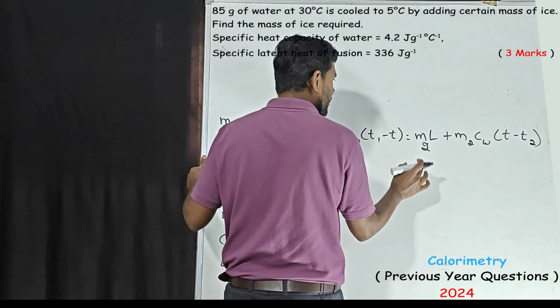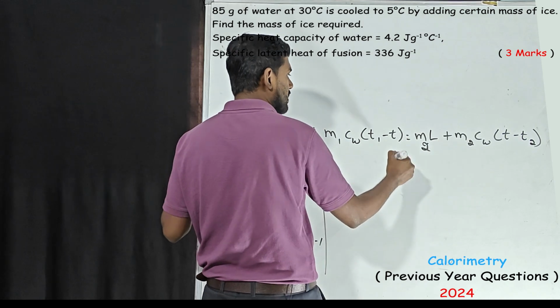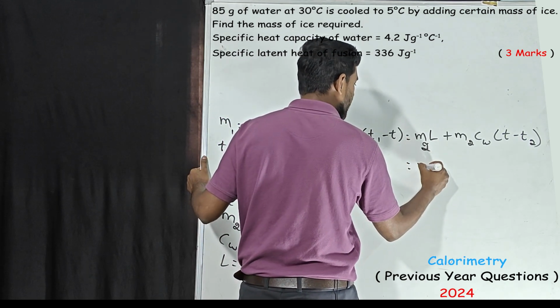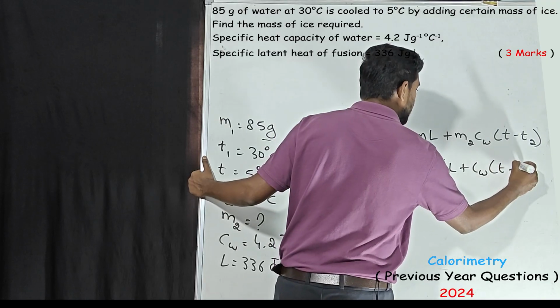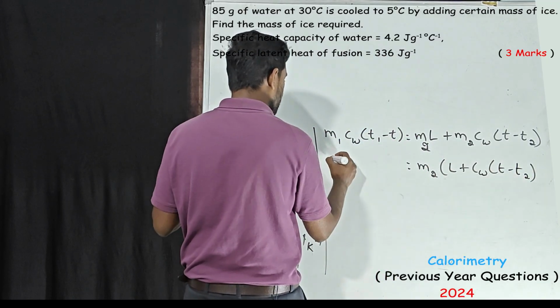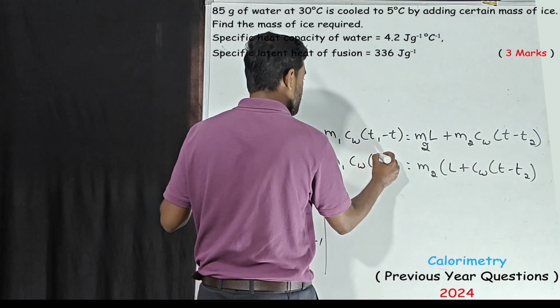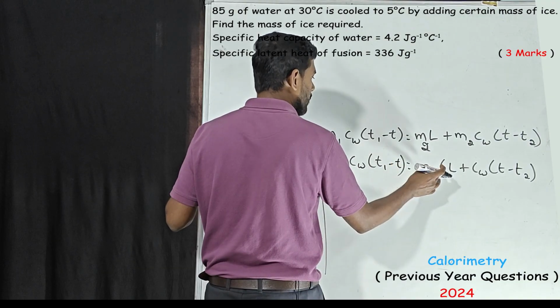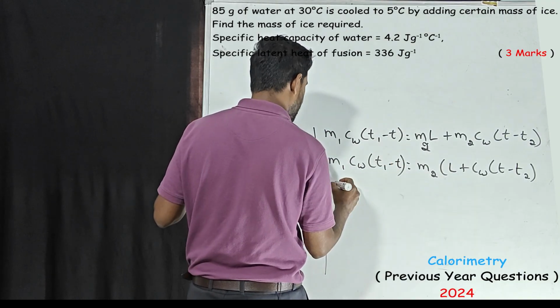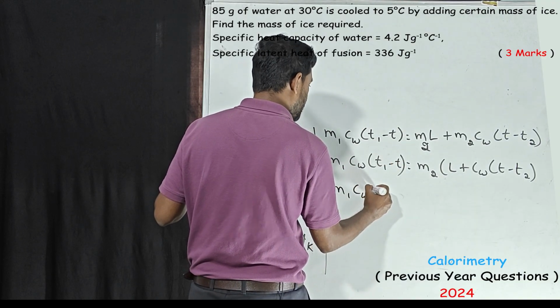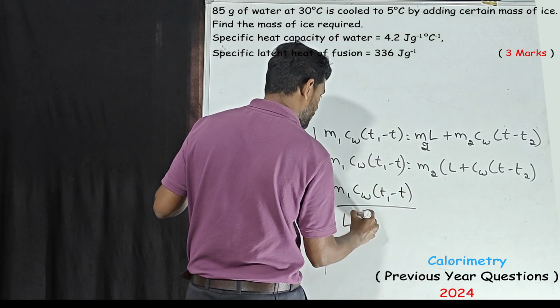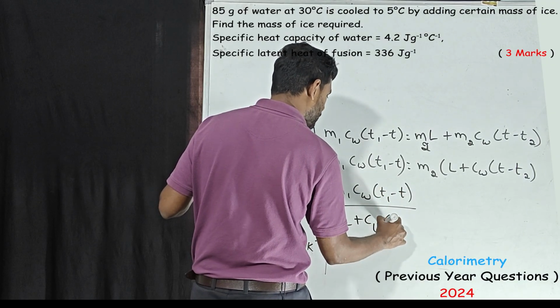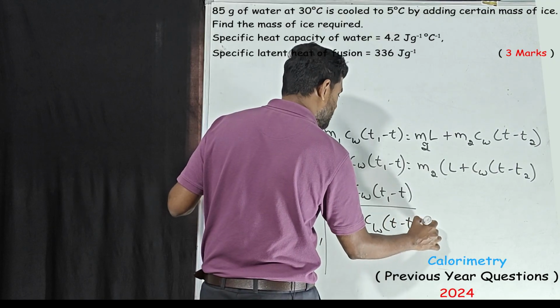Okay, so here what we need to find? M2, correct? So here M2 is common, we take M2 as common, it becomes M2 (L plus CW (T minus T2)). Everything else remains the same. So we want M2, send everything to this side: M2 equals M1 CW (T1 minus T) divided by (L plus CW (T minus T2)).